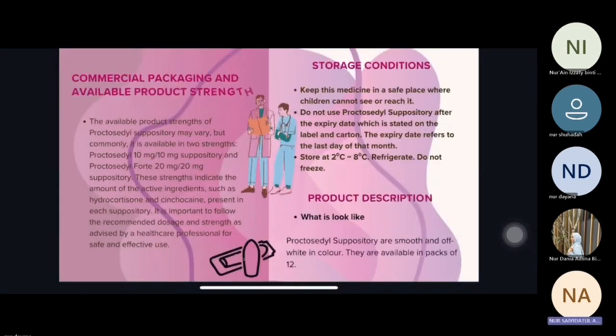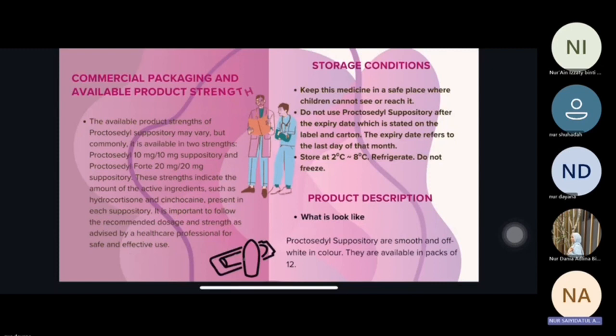Commercial packaging and available product strength. The available product strength of Proctoxide suppository may vary, but commonly it is available in two strengths: Proctoxide 10 mg per 10 mg suppository and Proctoxide 20 mg per 20 mg suppository. These strengths indicate the amount of the active ingredients, such as hydrocortisone and cinchocaine, present in each suppository. It is important to follow the recommended dosage and strength as advised by a healthcare professional for safe and effective use.